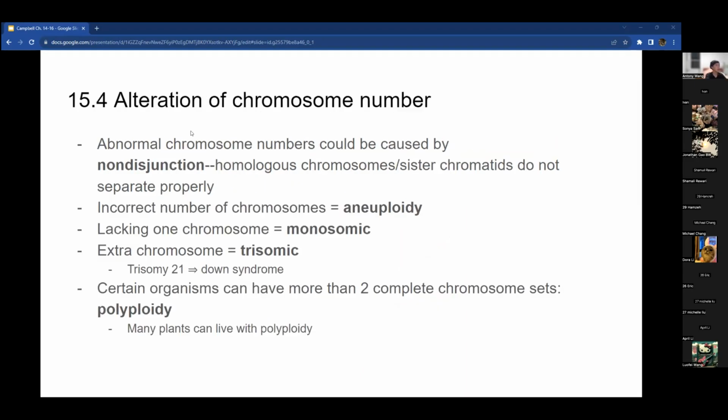15.4, alteration of chromosome number. Abnormal chromosome numbers could be caused by non-disjunction. Homologous chromosomes or sister chromatids do not separate properly. Incorrect number of chromosomes is aneuploidy.